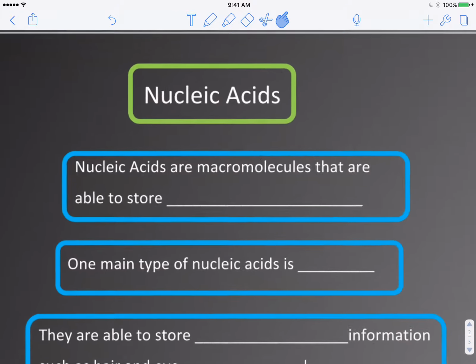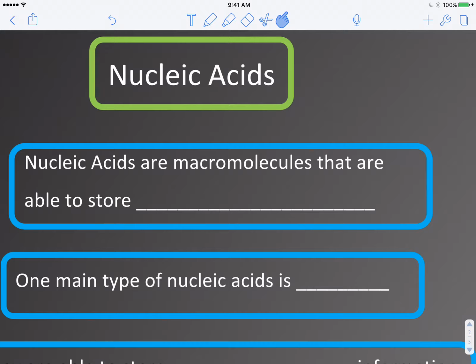So, going on to the slide, right? Nucleic acids, you know that they are for sure macromolecules. This is something we've talked about. This is our fourth out of four macromolecules. It's our last one. Okay? And the really important thing about nucleic acids is that they're able to store information.